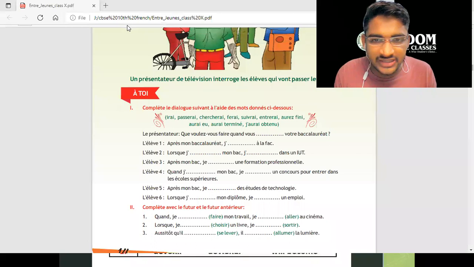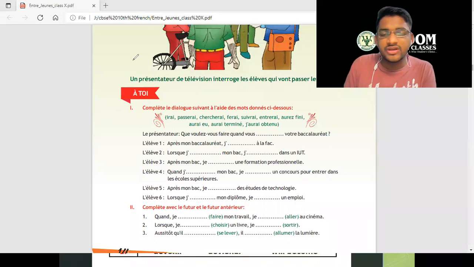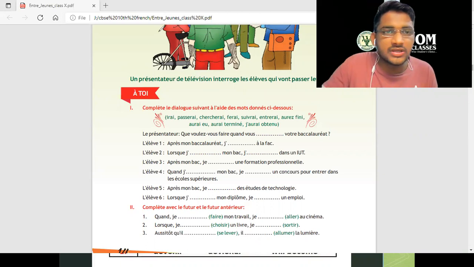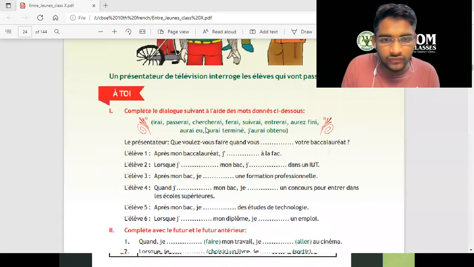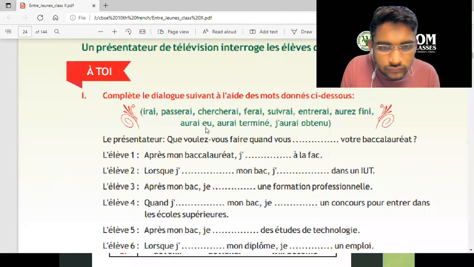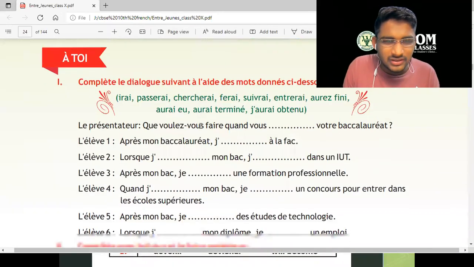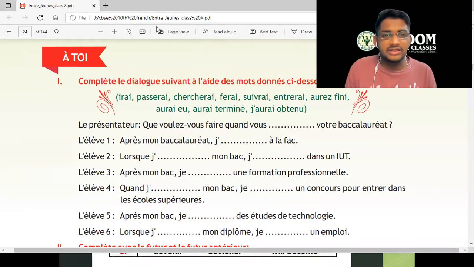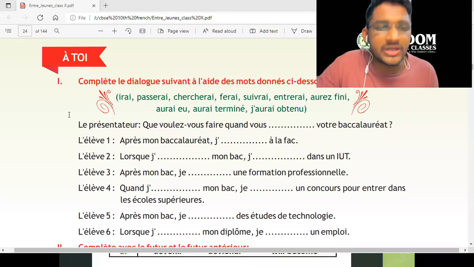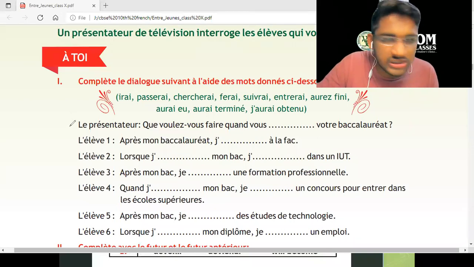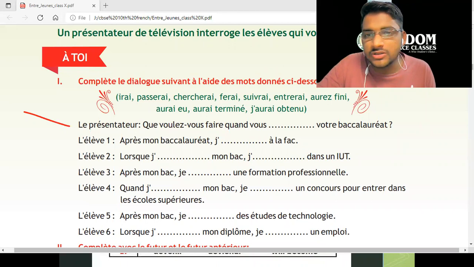So students, they have given us 10 different words, and in the first question we have 10 options. चलो, so मैं इसको थोड़ा सा zoom कर लेता हूँ, it will be helpful for all of us. Okay, कुछ ज्यादा zoom हो गया, but ठीक है चलेगा। 10 options. So the presentator, so I'm going to just tick mark wherever I'm reading, okay. The presentator, what do you want to do when you dash your baccalaureate?